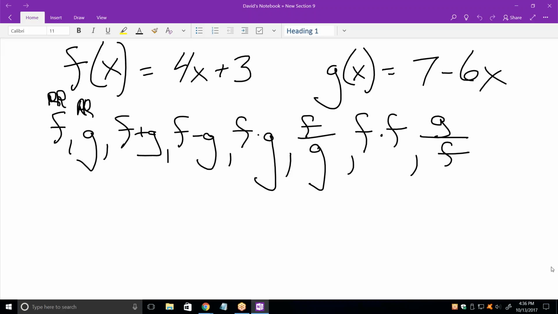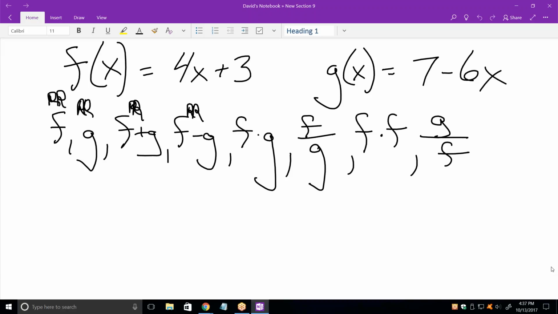Okay, what about f plus g? There's all real numbers on that too, right? In other words, that's just going to give me some number of x plus a number. It doesn't cause division or anything to happen. Okay, how about f minus g? Same there, right? And the multiplication, f times g.